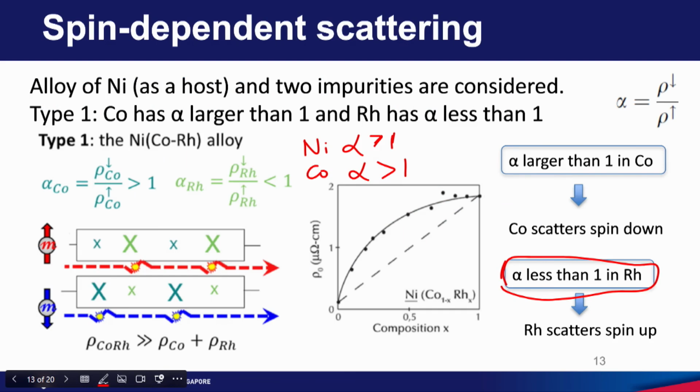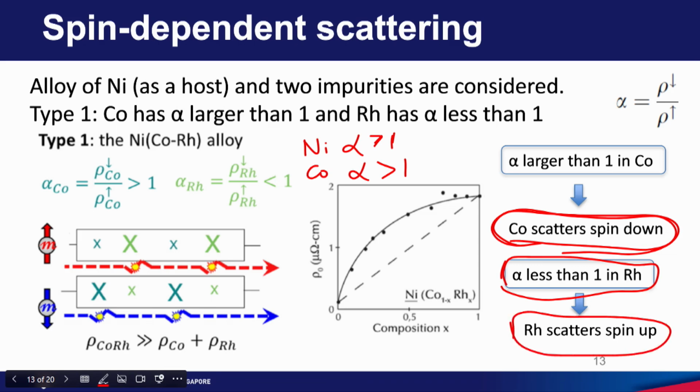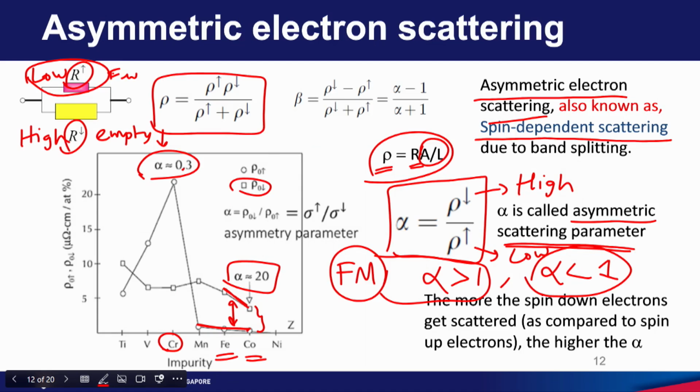And we just learned that in a ferromagnetic material where alpha is greater than 1, spin down electrons will be scattered more. Alpha less than 1 means spin up electrons will be scattered more. So let us go back to the definition. Alpha is the ratio of these two. Alpha less than 1 means this will be more. When the denominator is more than the numerator, alpha will be lower than 1. So alpha less than 1 means spin up electrons get scattered more.